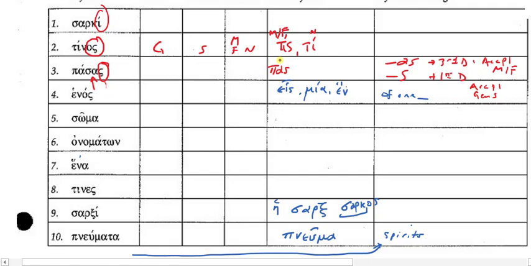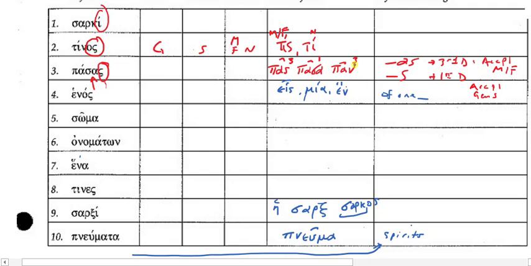Pas, pasa, pan. Okay, good. And what do we know about pas, pasa, pan? What declension patterns does this adjective that means all, every, follow? 3-1-3. That is, the masculine is third declension, the feminine is first declension, the neuter is third declension.